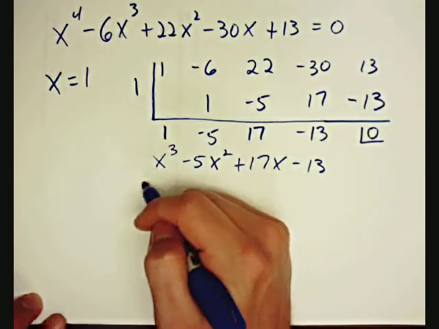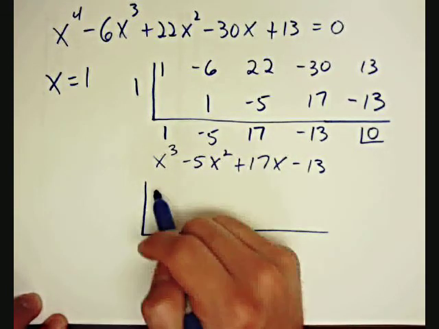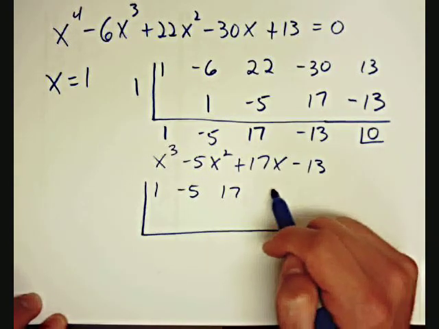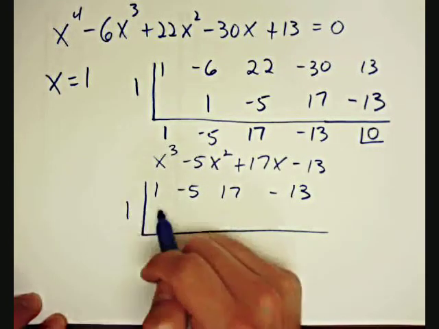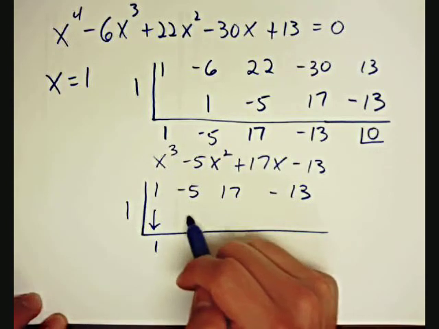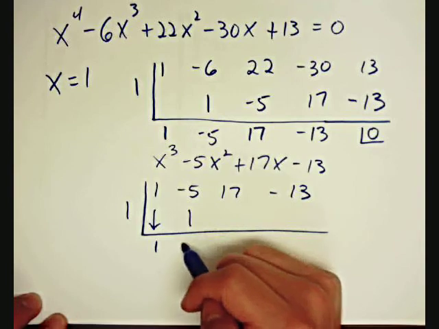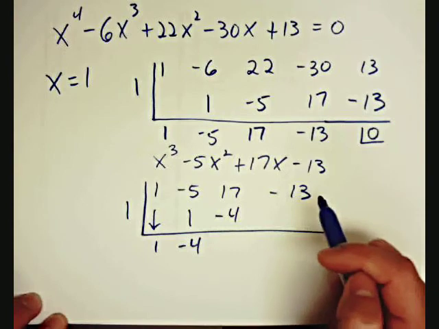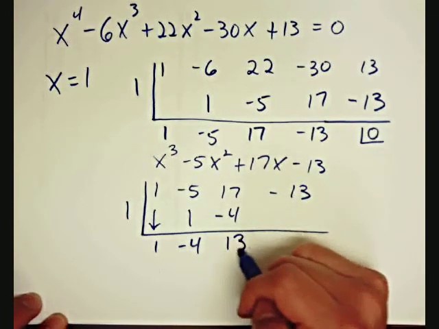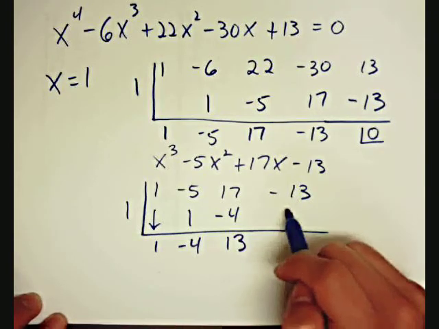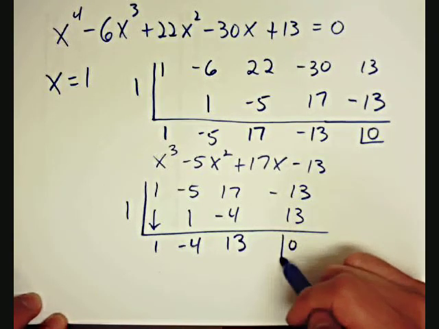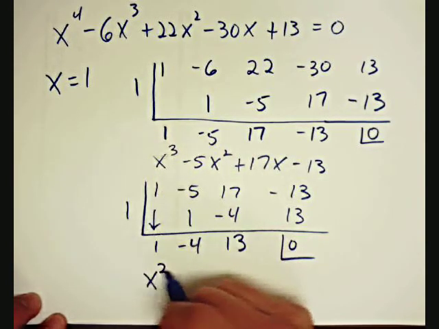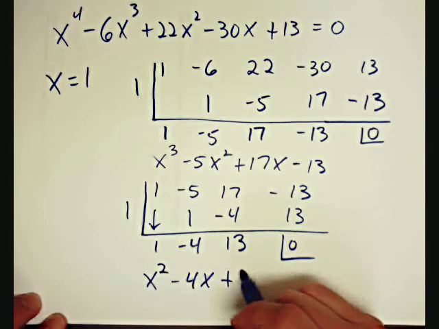We'll do synthetic division one more time using 1 again because it was a repeated 0. You can only use a number twice if it's repeated because it touches the x-axis. Bring down the 1. 1 times 1 is 1. Negative 5 plus 1 is negative 4. 1 times negative 4 is negative 4. 17 minus 4 is 13. 1 times 13 is 13. Add together, remainder 0. So we have, since this was x cubed, x squared minus 4x plus 13.